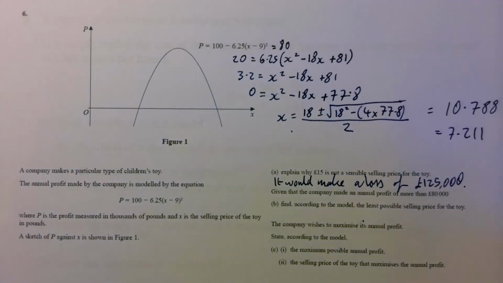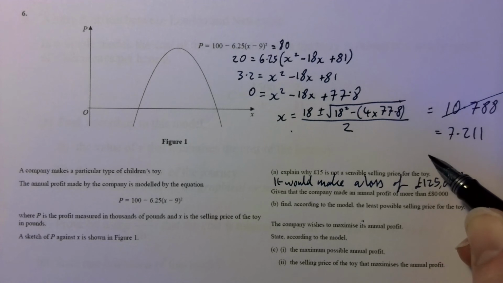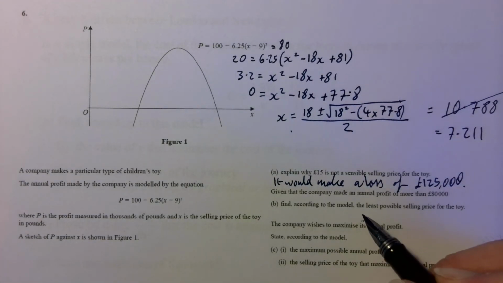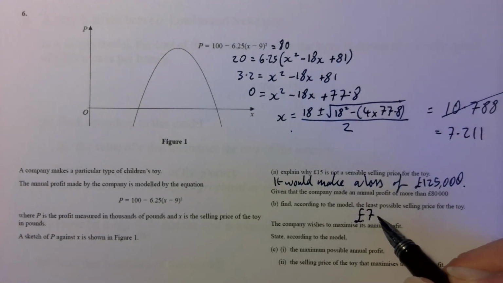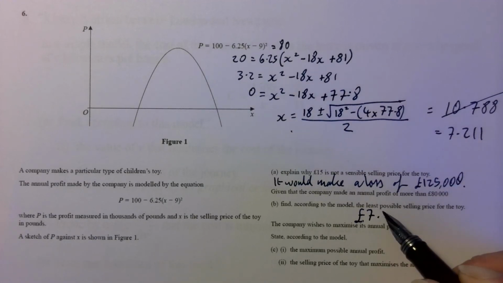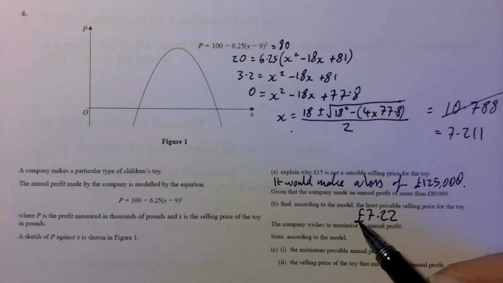Now we want our smallest value, so we don't want that one. We want this one, but this is the least possible amount that's going to sell more than. So £7.21 is actually going to be slightly less, isn't it? So therefore, the least possible selling price is going to be 1 penny up from 7.21, 7.22.